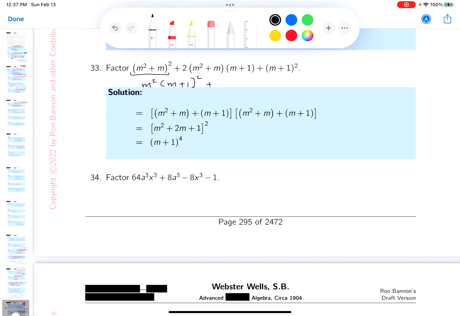What do you get there? 2m, m plus 1 squared. Now, that's not so bad. Let's go to the last guy. What's that guy going to be? m plus 1 squared. Now, what do I now notice? I notice those three terms have a common factor. And what's that factor? m plus 1 squared. What's left over? m squared plus 2m plus 1.